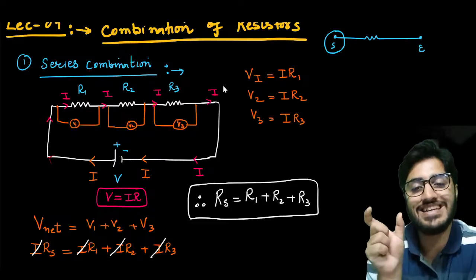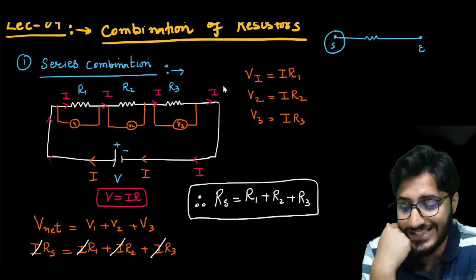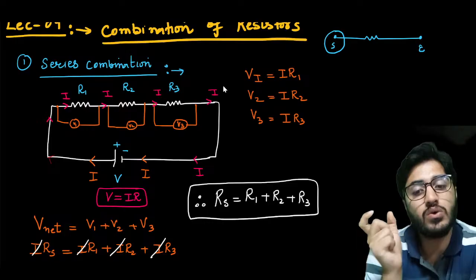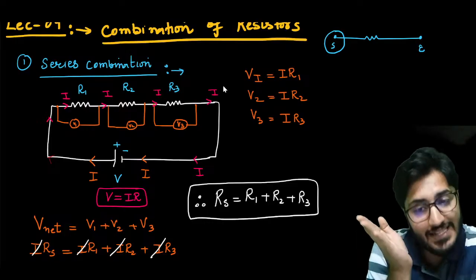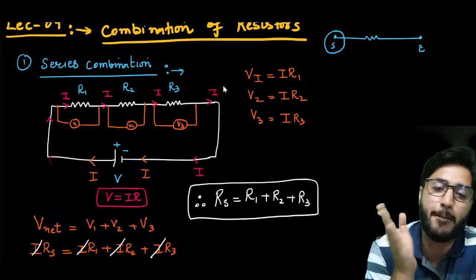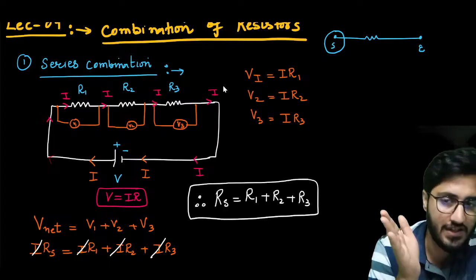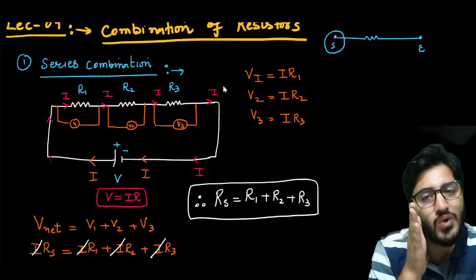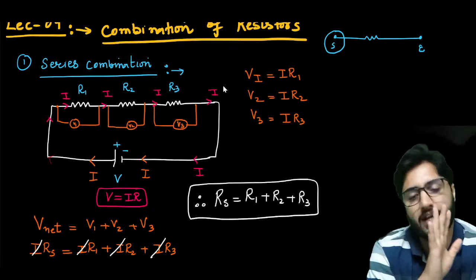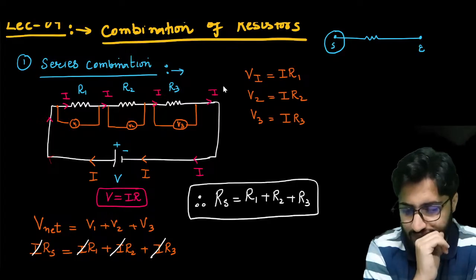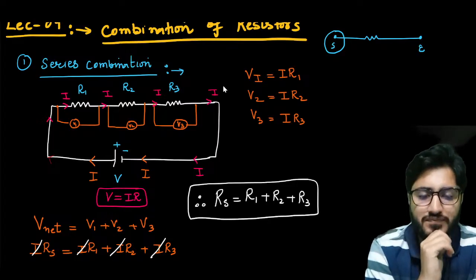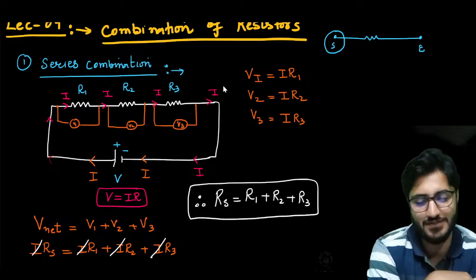If you're having series combination, you need to add the resistances in this particular manner: R1 plus R2 plus R3. If you are having n number, then R1, R2, R3, R4, R5 up to Rn. Super easy, no? Super easy.